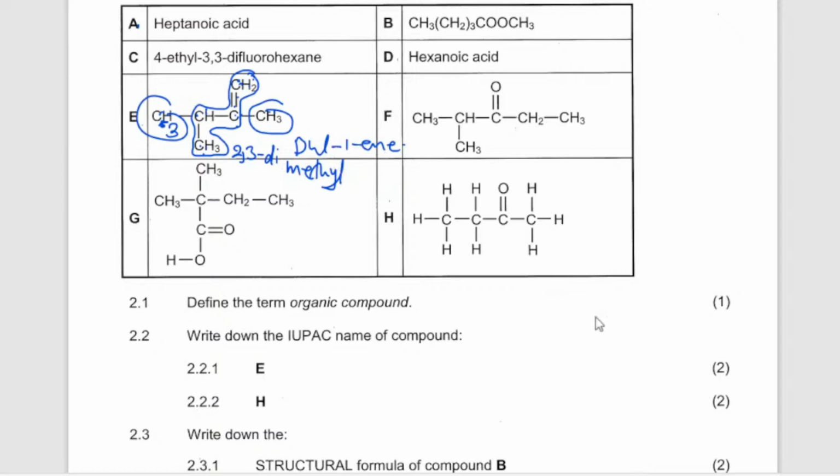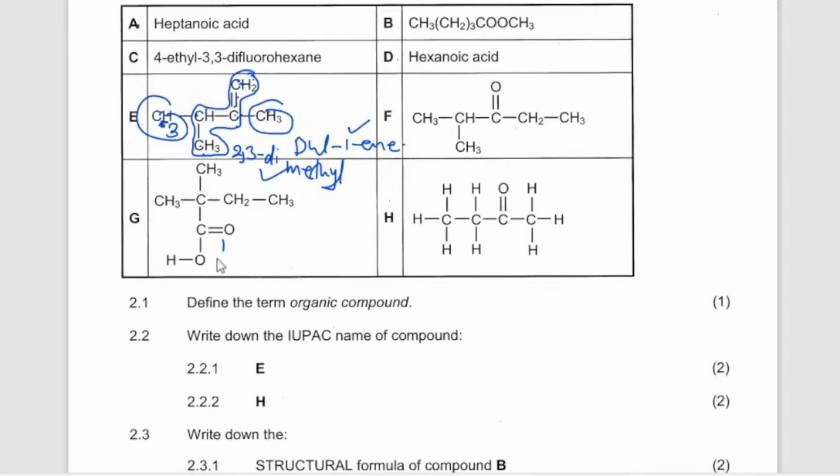So basically, how many marks are there? They'll give you a mark there, and they'll also give you a mark there. At least you get those 2 marks. Then we go to the next question, which is: what is the IUPAC name of H? Where is H? H is here. This is a carboxylic acid.